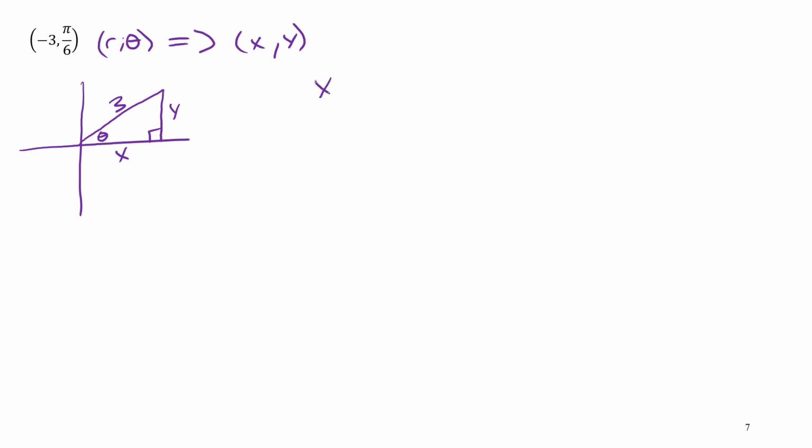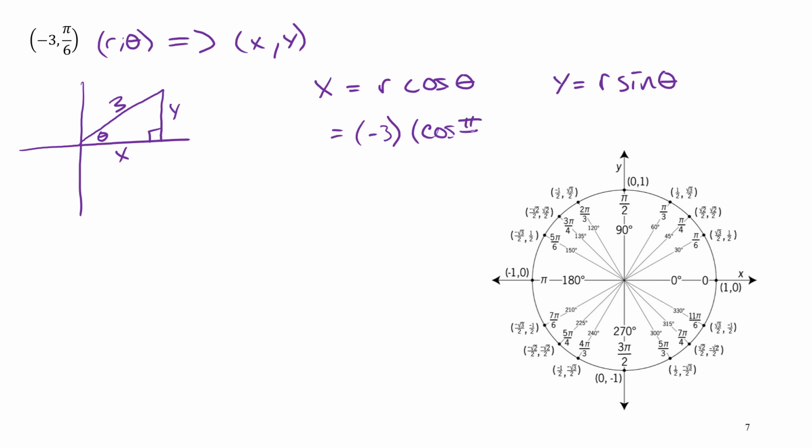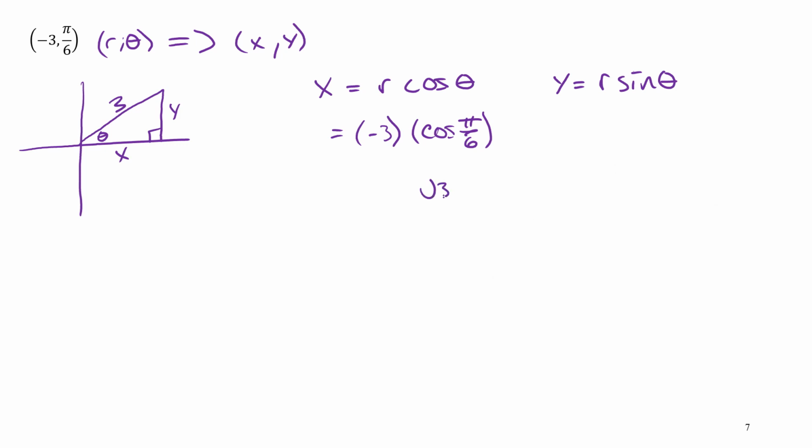So we know that x is equal to radius cosine theta, and y is equal to r sine theta. For x, we know that r is equal to negative 3. And then we have cosine of pi over 6. Looking at a unit circle, cosine of pi over 6 is just square root 3 over 2.